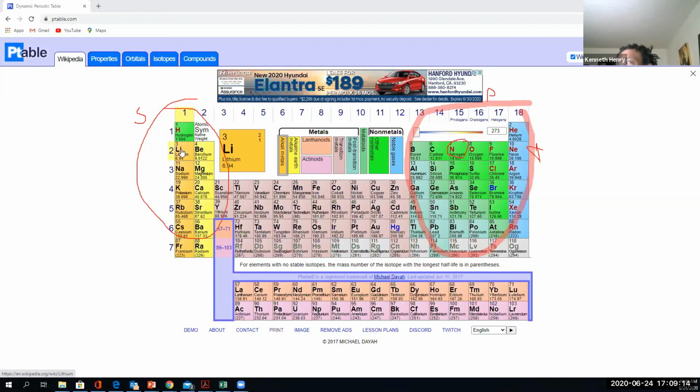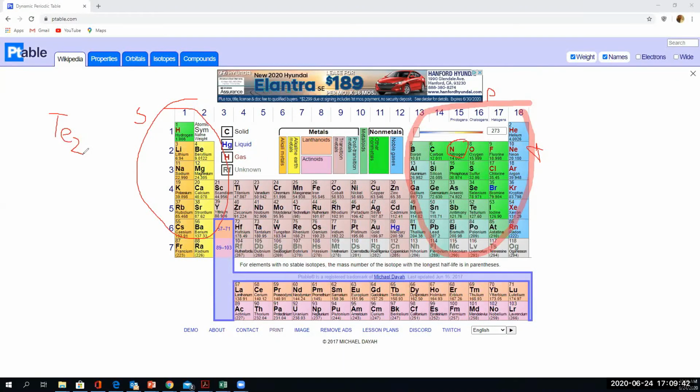So for instance, let's do tellurium. We're going to make a compound of tellurium that is diatomic. Tellurium is not normally diatomic, but we're going to do some crazy stuff in the lab. We have Te2. That's the one you're going to work on right now. So how many valence electrons does Te have? 6. Okay, let's write down 6 valence electrons.